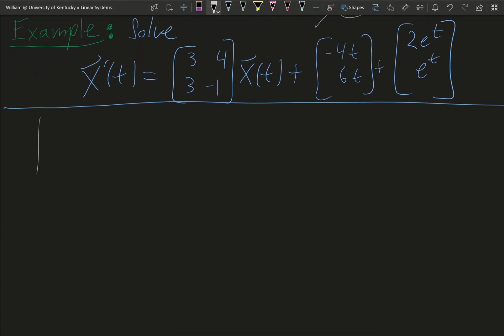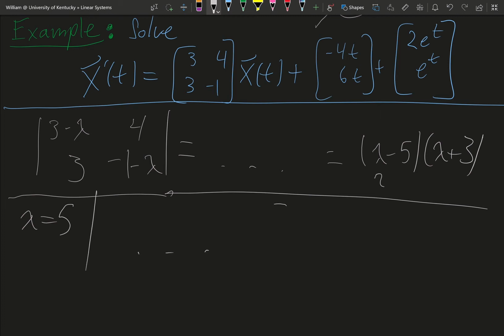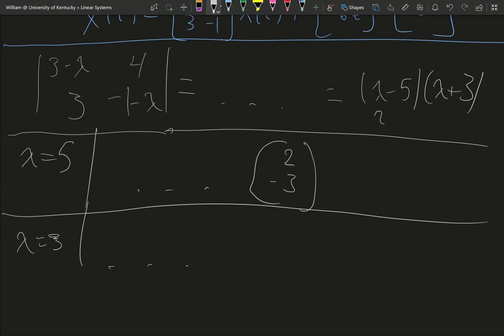So if we go ahead and find the characteristic polynomial, we should end up with lambda minus 5 times lambda plus 3. So lambda equals 5. We should end up with the eigenvector 2, negative 3, among others. And for lambda equals negative 3, we should end up with 2, 1.